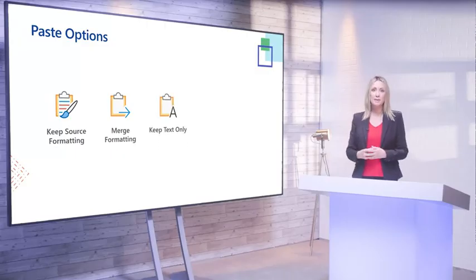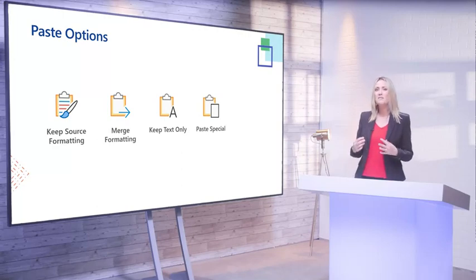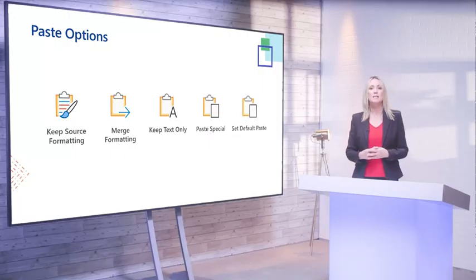Keep text only changes the formatting of the pasted text back to the default font and size with no formatting. Paste special opens the Paste Special dialog box, which allows you to perform advanced pasting operations. And Set Default Paste opens the Word Options dialog box so that you can control how future paste operations work.